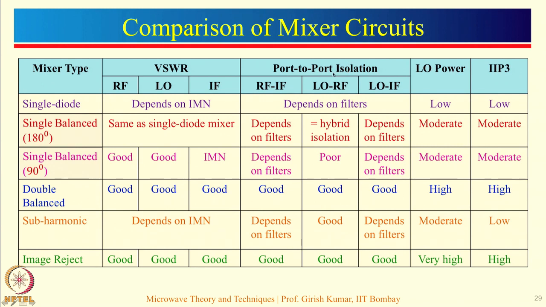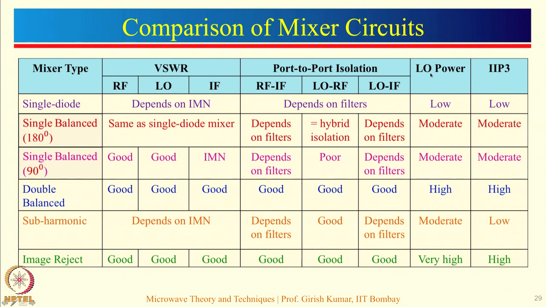Second is the port to port isolation. Again, it depends on the type of structures that we are using to separate the LO, RF and IF ports. At the input, if you remember, for RF and LO, we mostly use a coupling structure in case of balanced circuits, and we typically use an IF filter in most of the circuits like single diode and subharmonically pumped. In image reject mixers, we use coupling structures at both input and output, which are the RF and LO and the IF ports. So for image reject mixers, because we use the coupling structures, we get very good performance on the port to port isolation. Whereas wherever we don't use the coupling structures, the isolation depends on the filters that we use to reject the undesired frequencies.